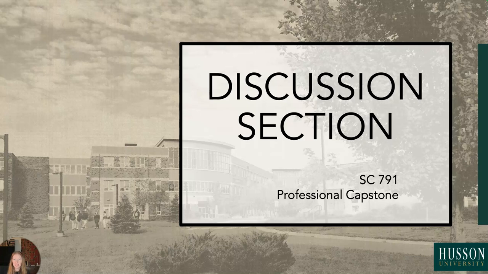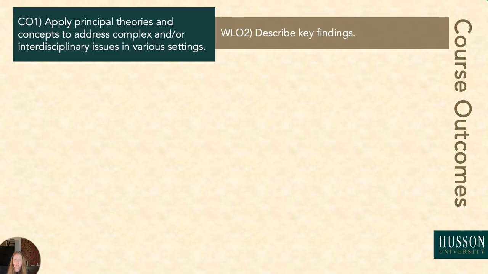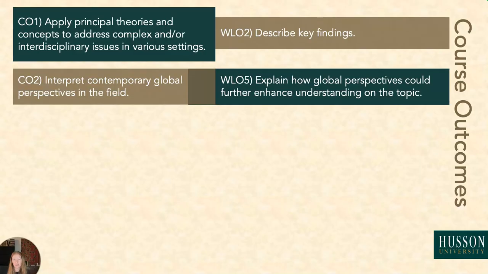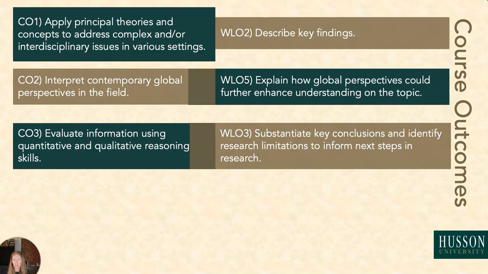Hello everyone, in this lesson we will be discussing the discussion section of your capstone project. To demonstrate your understanding of course outcome number 1, you will describe key findings. For course outcome 2, you will explain how global perspectives could further enhance understanding on the topic. For course outcome 3, you will substantiate key conclusions and identify research limitations to inform next steps in research.